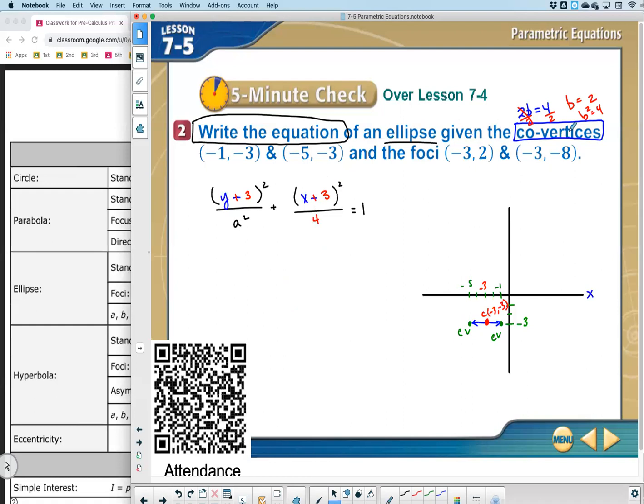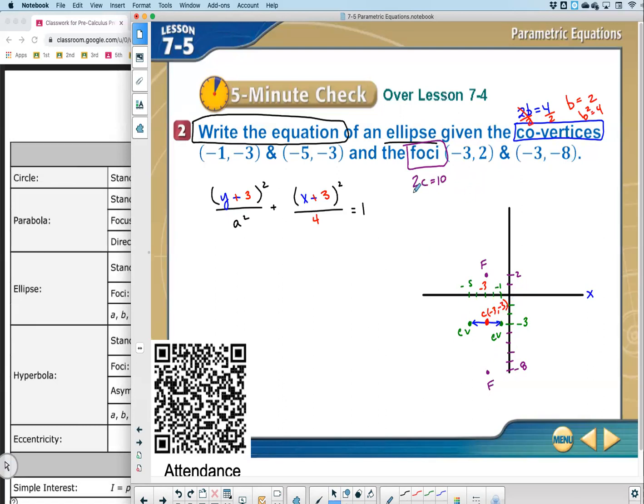So now we have all that done just off the covertices. So we come back and say, all right, this problem has foci. What's the formula for foci? 2a, 2b, or 2c? This is 2c. So left 2, left 3, up 2. Here's a foci. And left 3, down 8. So 4, 5, 6, 7, 8. Here's my other foci. Down 8. This foci is 2 units up. This one is 8 units down. We're doing total distance. So 2 plus 8 is how many? 2 plus 8 is 10.